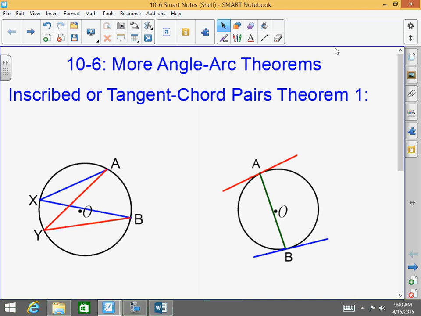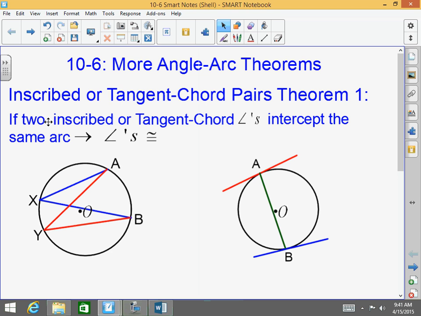We're going to learn some theorems today, and these don't really have names, so this is a Mr. Morrow name. I want to make that clear. In a lot of geometry books it's very difficult because, for example, this one should be like Theorem 84. How do you remember theorems by numbers, in my opinion? So I try to look at the theorem itself and then put an actual name to it that relates to the definition. So this one is called the Inscribed or Tangent-Chord Pairs Theorem number 1.